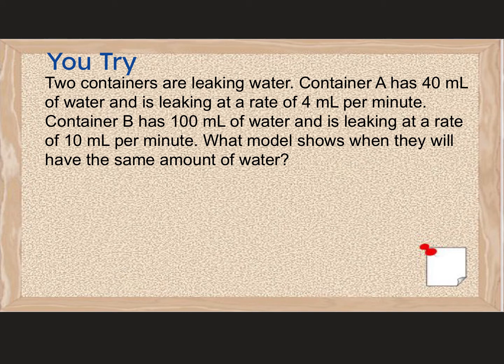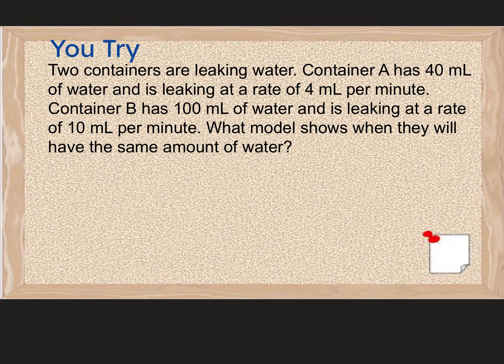Now it is time for you to try. All right, so this one says 2 containers are leaking water. Container A has 40 milliliters of water and is leaking at a rate of 4 milliliters per minute. Container B has 100 milliliters of water and is leaking at a rate of 10 milliliters per minute. What model shows when they have the same amount of water?